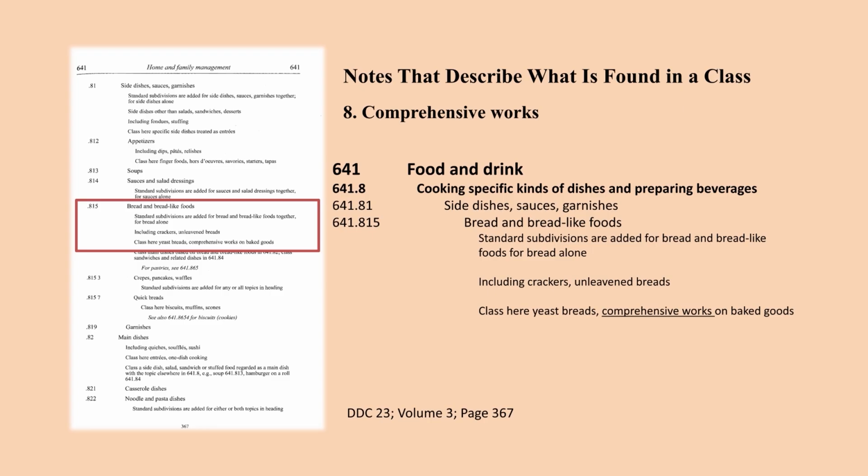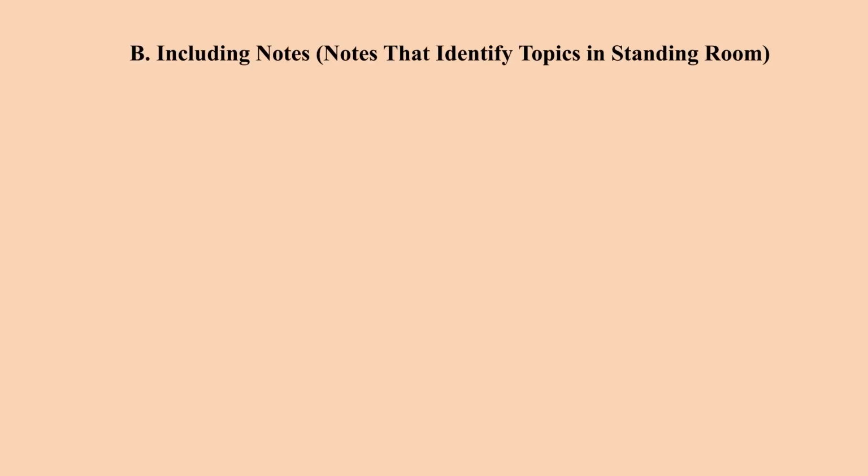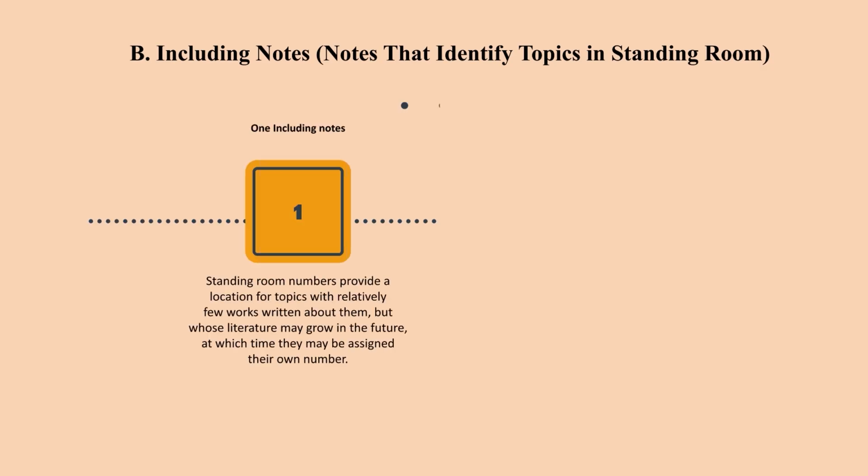Second category, as we got in the table, that is including notes. Including notes means notes that identify topics in a standing room. There are two subcategories. One is one-including notes and another is two-including notes. One-including notes contain only one instruction, whereas the two-including note contains two instructions, as the name suggests.